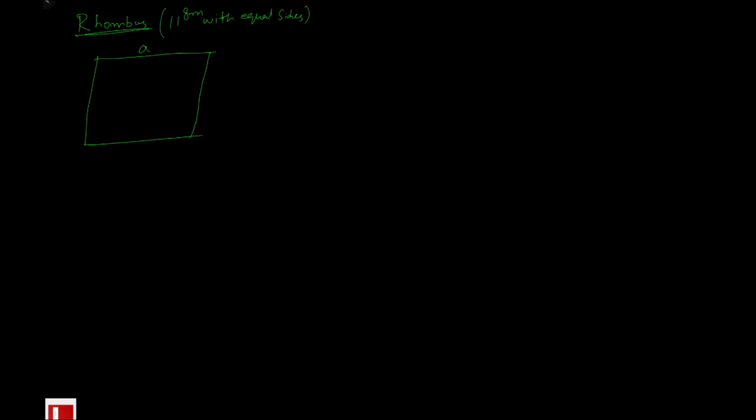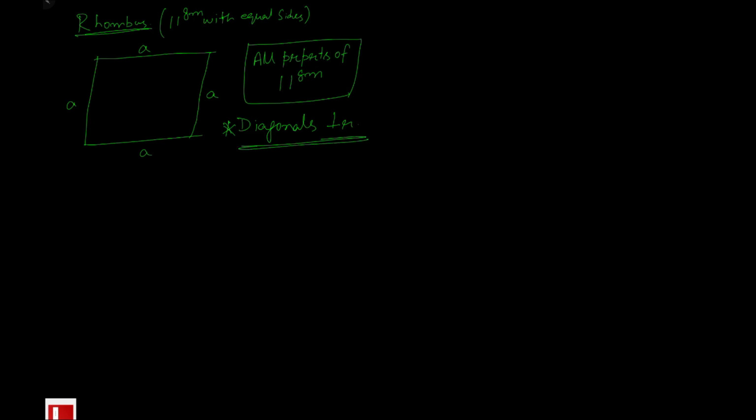So if a side is A, then this side is also A, this side is also A, this side is also A. What will happen to the properties of rhombus? Very important. All properties of parallelogram. Remember, I am saying all properties of parallelogram, not of the rectangle. All properties of parallelogram will be applicable to the rhombus directly. What is extra? The extra property is very important here. Diagonals become perpendicular. Diagonals become perpendicular here.